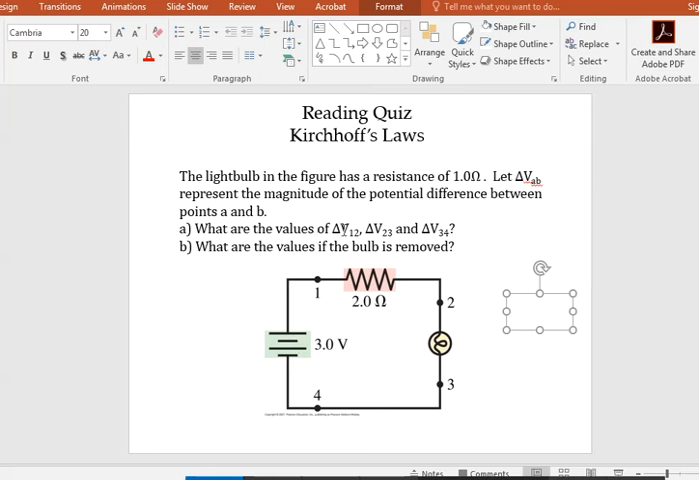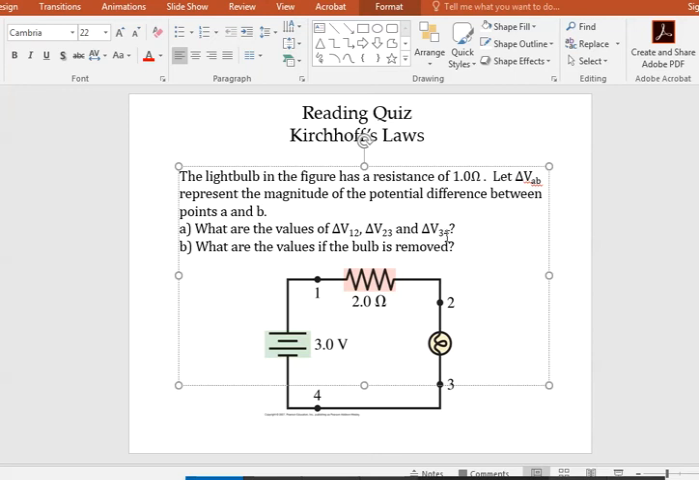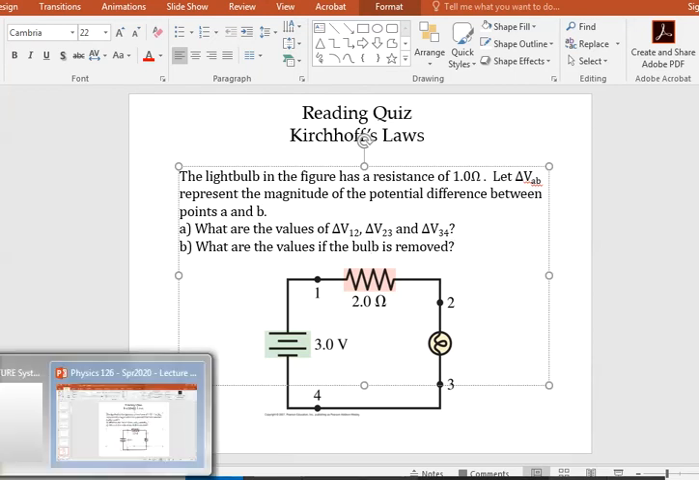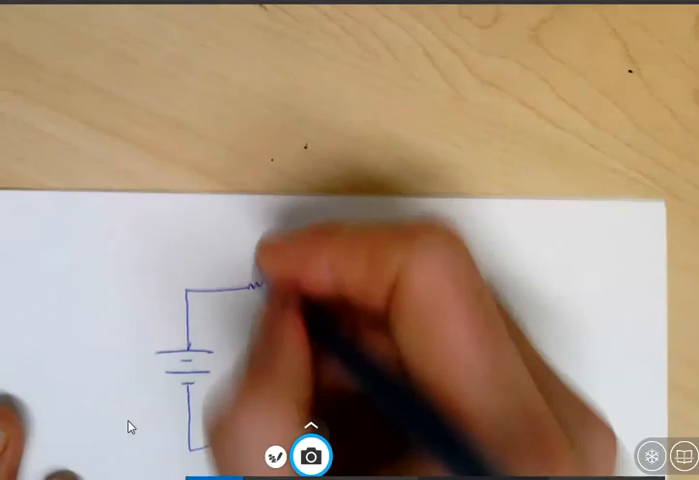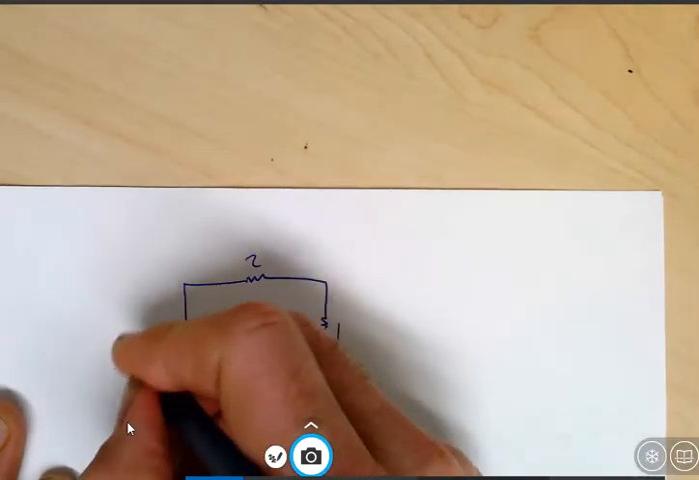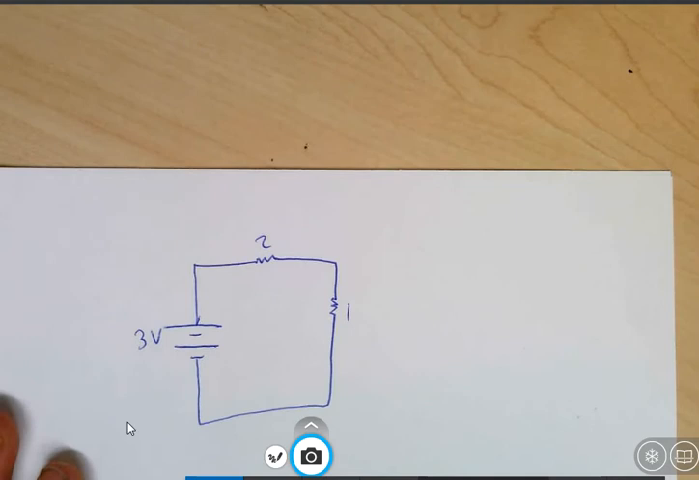So what are the values of delta V12, delta V23, and delta V34? I'll give you a moment to figure that out. Please pause and take a moment. So I will switch to the pen and paper here. Okay, so this is going to be a 2 and a 1. And this is a 3 volts here.